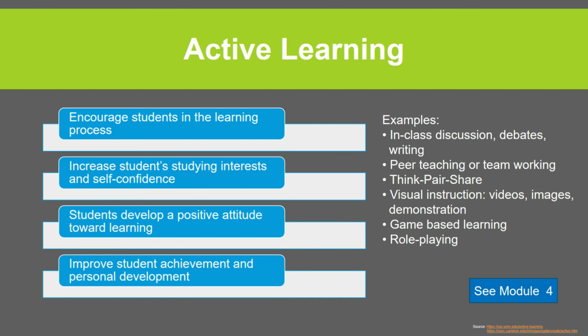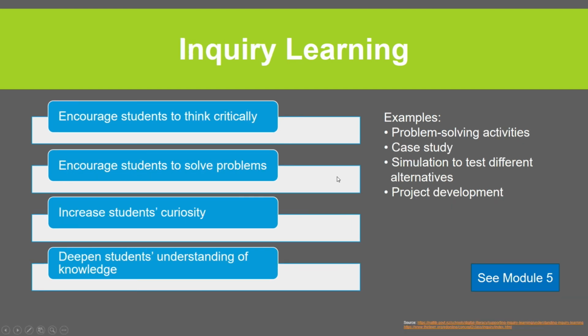in teams. Cooperative learning is think, pair, share. Visual instruction could include videos, images, and demonstrations. You could use game-based learning and role-playing. In Module 4, we'll outline this, that there's really 5 ways to engage students through active learning: verbal, visual, socially, and using real-time feedback, as well as kinesthetic or more of a hands-on approach to learning.